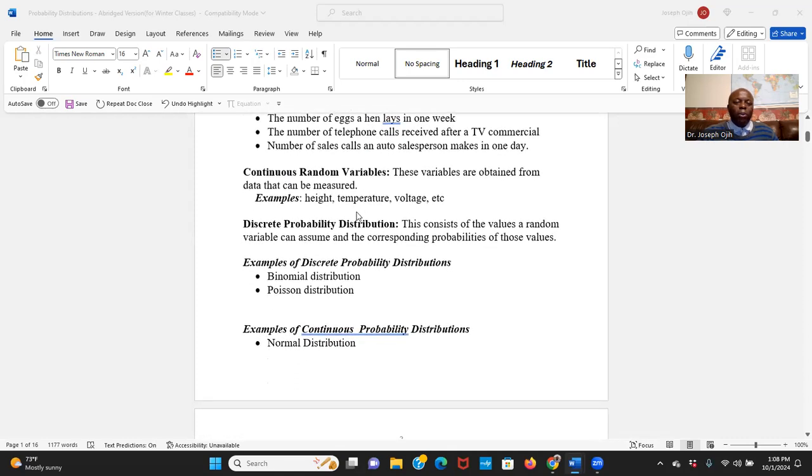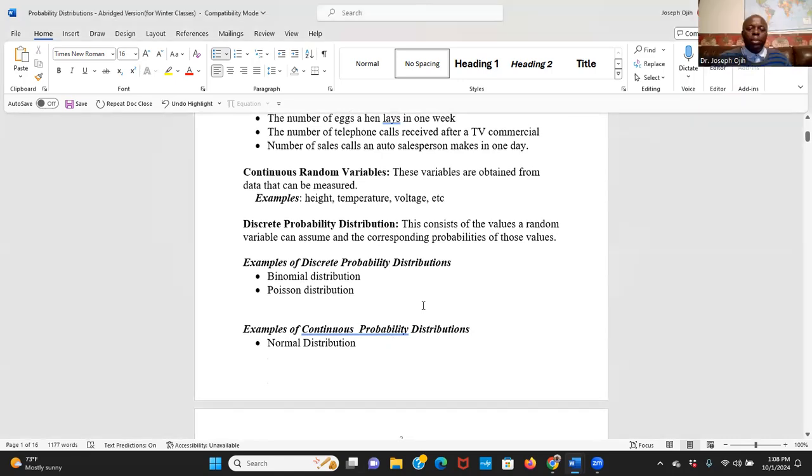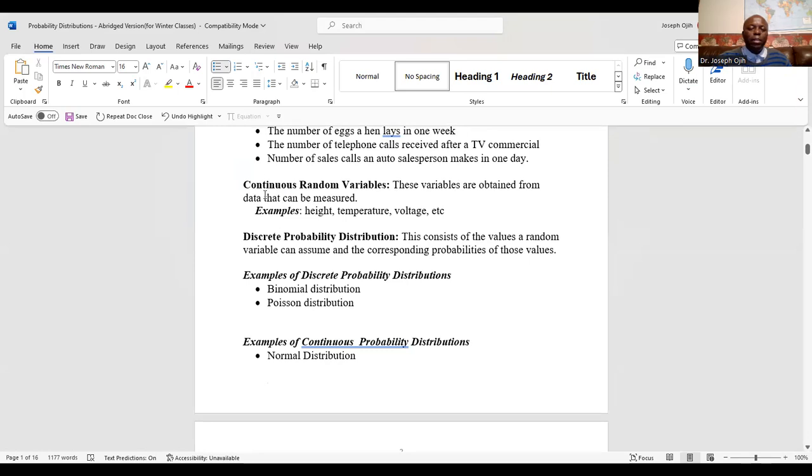Now, there's one we call a continuous random variable. This type of random variable cannot be counted, but can be measured. For example, height, temperature, voltage. These are continuous random variables since they can be measured. Today, we focus more on the discrete random variables. This week, we focus more on the discrete random variables.